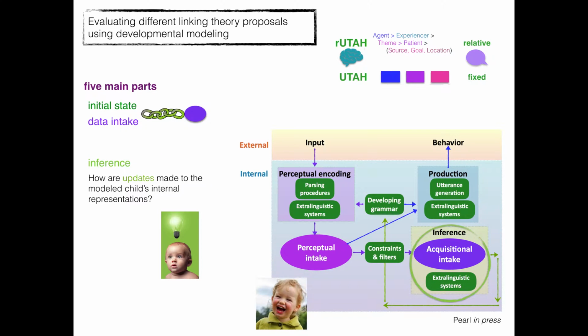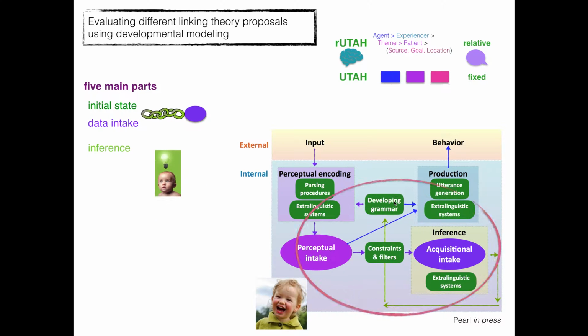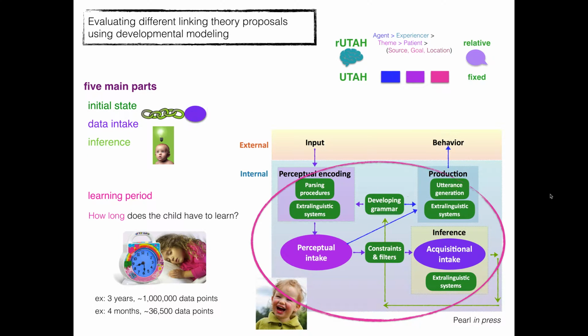So then how are updates made to the modeled child's internal representation? That's where learning is actually happening, this inference to actually update that developing grammar, your ideas about how your language actually works. And then the learning period is this iterative incremental process that keeps happening for some amount of time. We typically think about this in terms of years or months. In modeling, we might think about this in terms of how much data you get access to, but it's the idea that you keep doing this updating process some amount of time, and that's how long the child has to learn. That's a learning period.